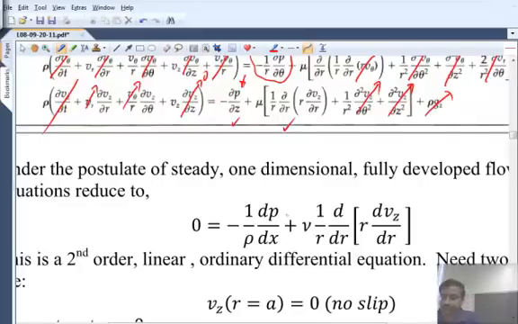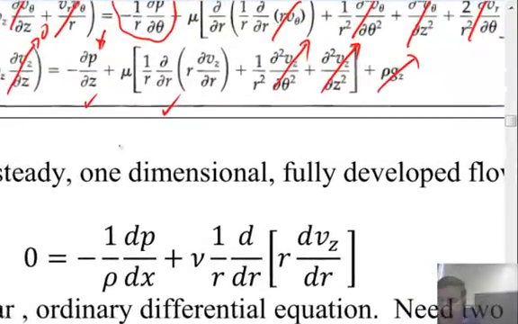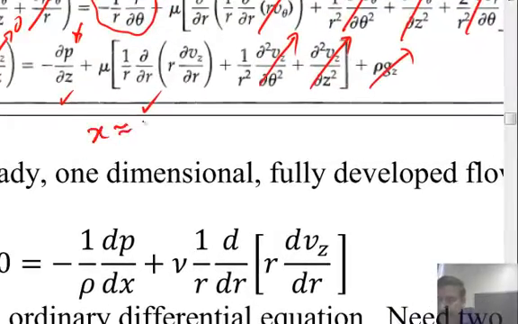dp dx. I guess I should call them z. Is that x or synonymous? Is it the same as that? Is that the x direction?